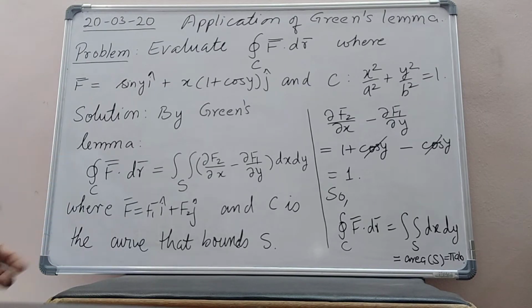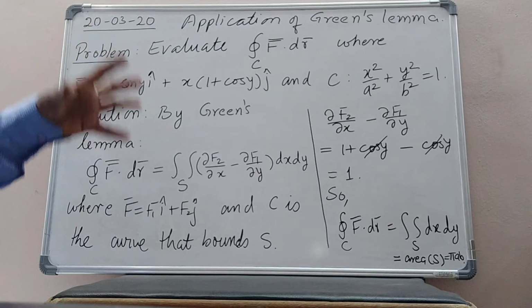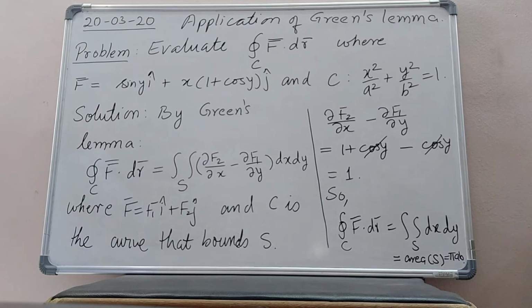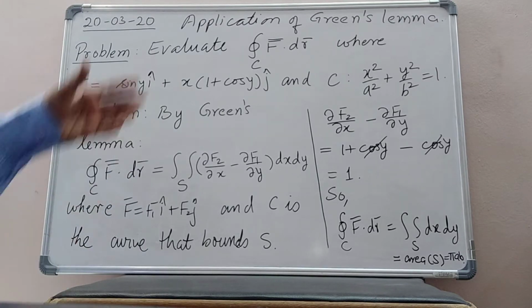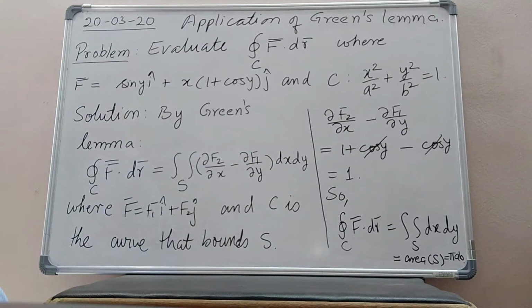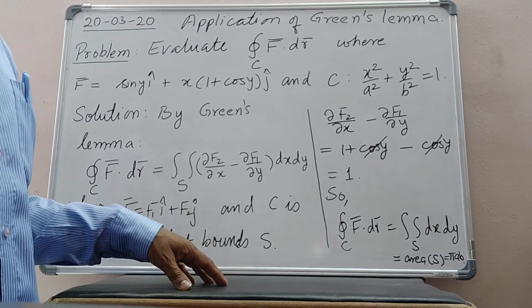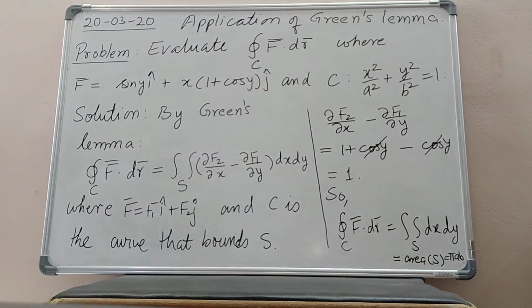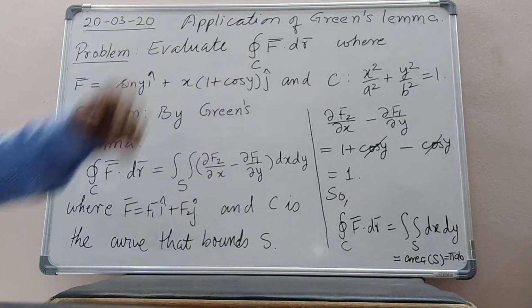Now let's do it directly. And what we will observe is that an intelligent choice makes the calculations easier. Well, in this particular case, what made the whole thing very easy was that the integrand is a very simple quantity. All right. Let us see what happens if we evaluate the line integral directly.